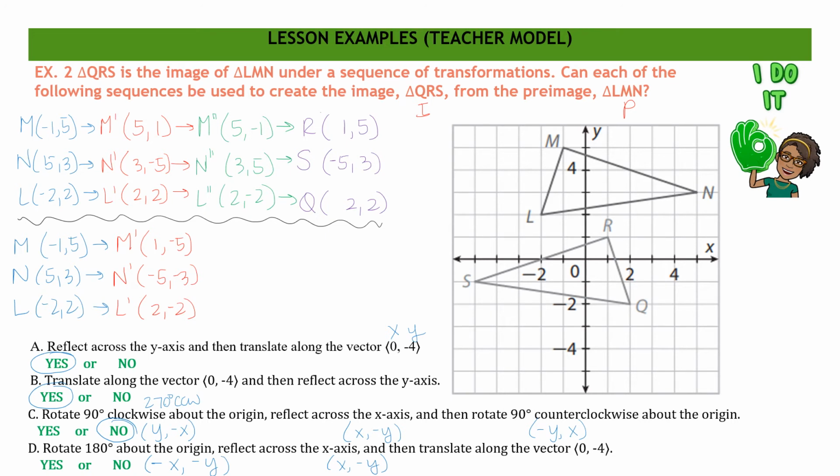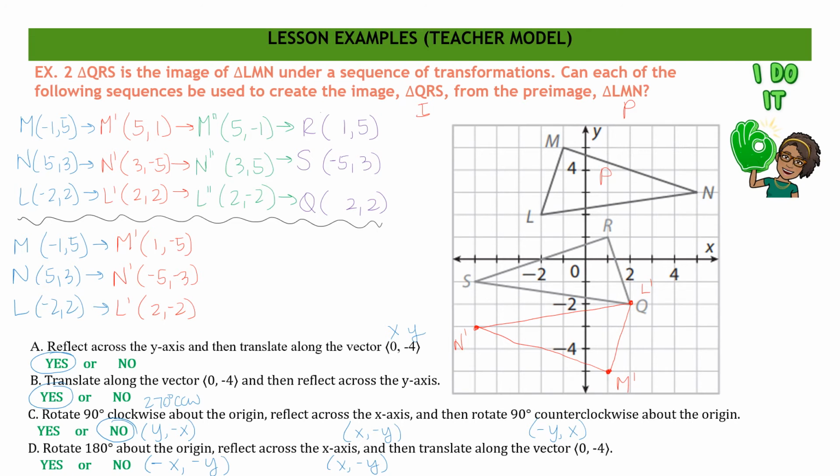So let's go ahead and graph those. 1, negative 5 is here. That's M prime. Negative 5, negative 3, 1, 2, 3, 4, 5. Negative 3 is here. That's N prime. And then I have 2, negative 2 is here for L prime. So this, ladies and gentlemen, is my figure for the first sequence. So we took our pre-image here and then we just rotated 180 degrees.